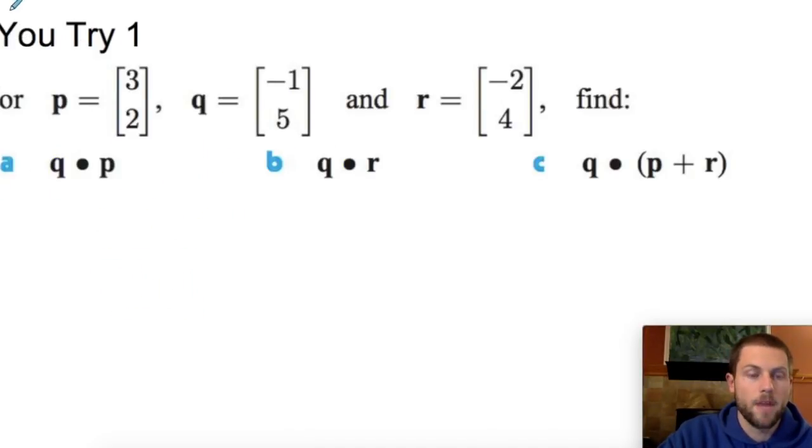So simple as that. I want you to try this problem. I've got 3 vectors all in component form, and I want you to try A, B, and C. See if you can't find what the scalar product is of all of these things. You might notice that in letter C, you have to do a little bit before you take the dot product, but I think you can figure this one out. So pause the video and give this one a shot.